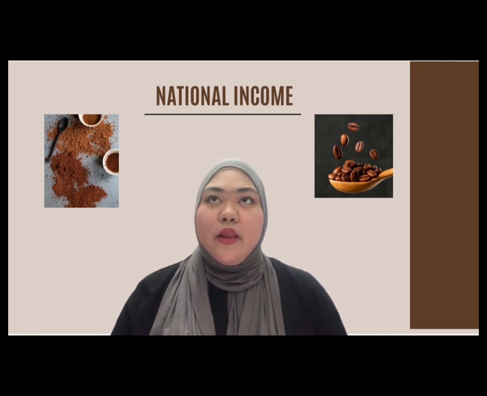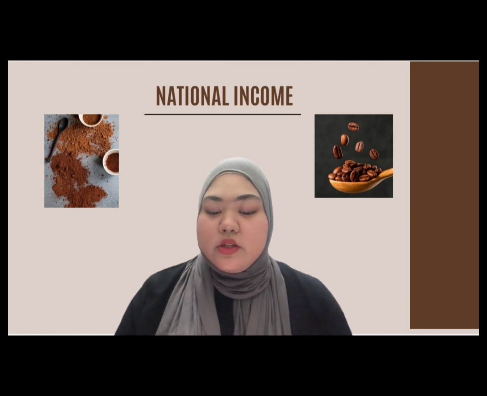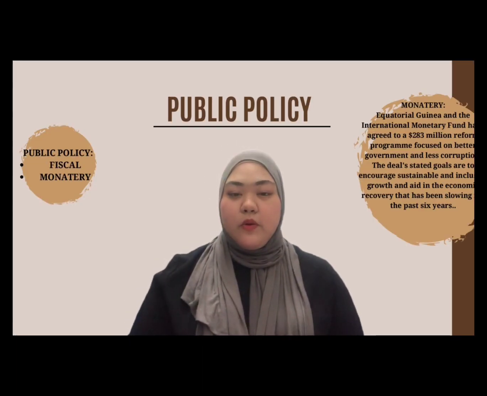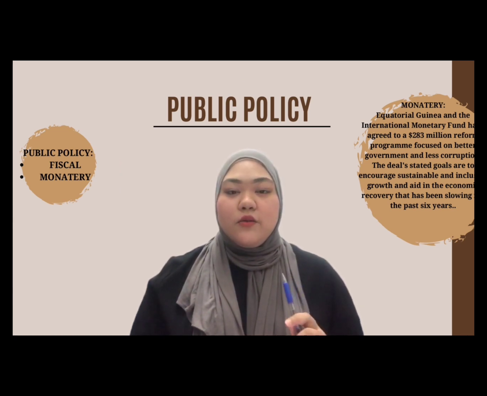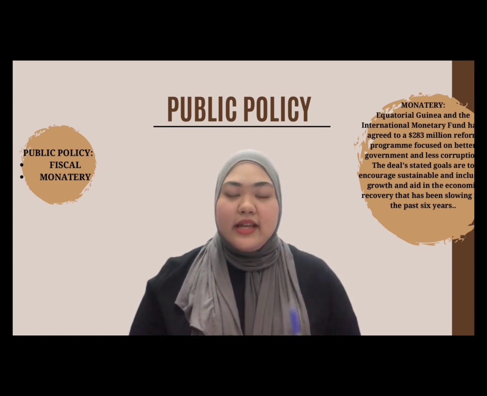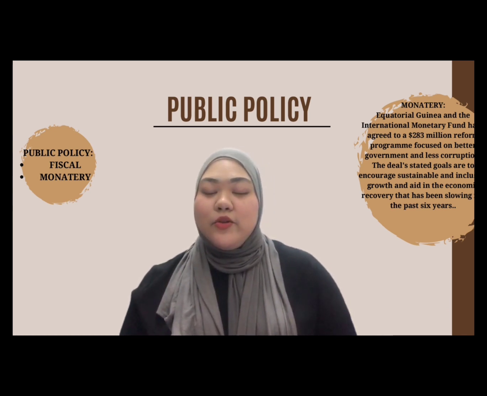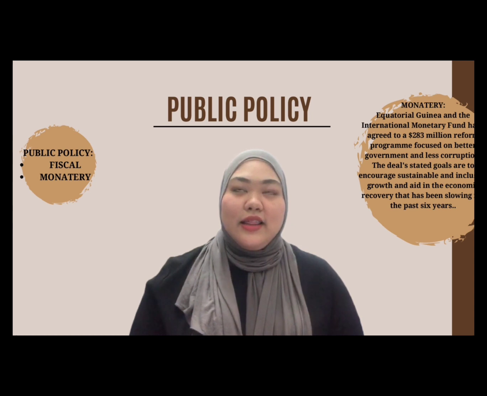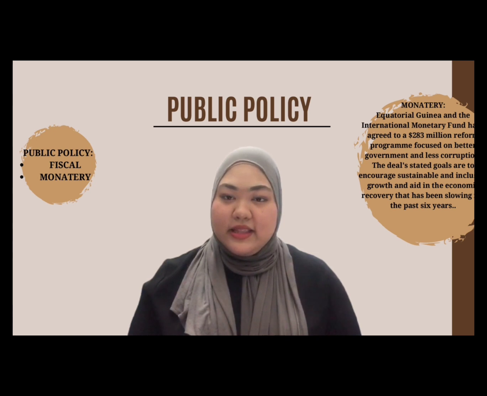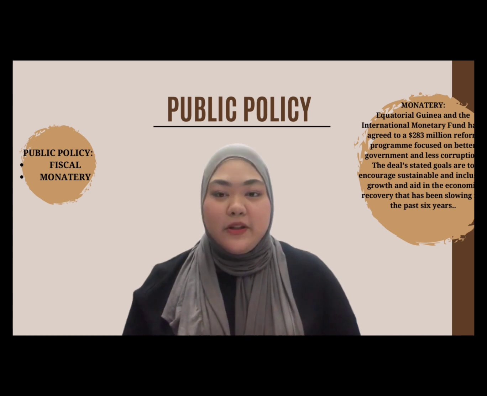For the economic data, let's talk about national income. The latest national income stated for this country is $19.6 billion in 2021. We have two types of public policy, which are fiscal policy and monetary policy. Under fiscal policy, we have taxation and government expenditure. And under monetary policy, we have the budget. We can say in the easiest way, that brings the meaning of budget, because we can also call monetary policy money policy.